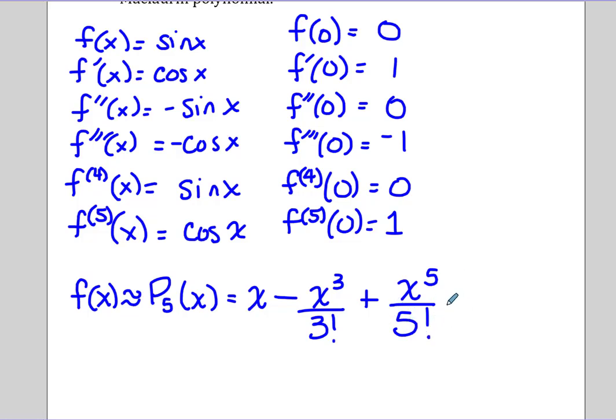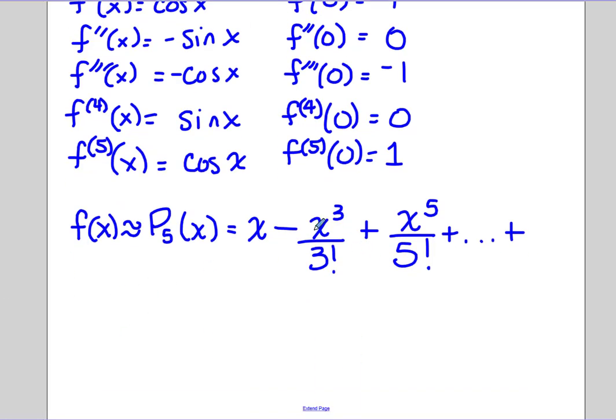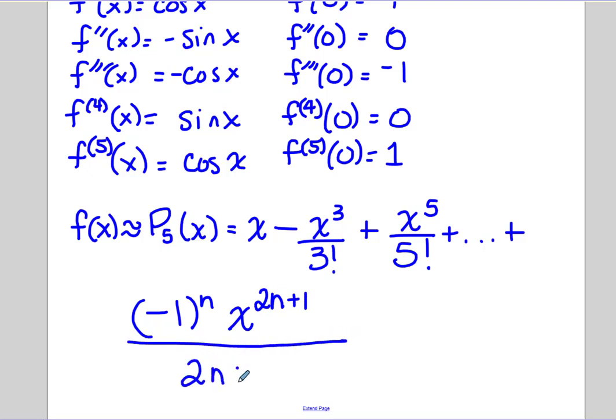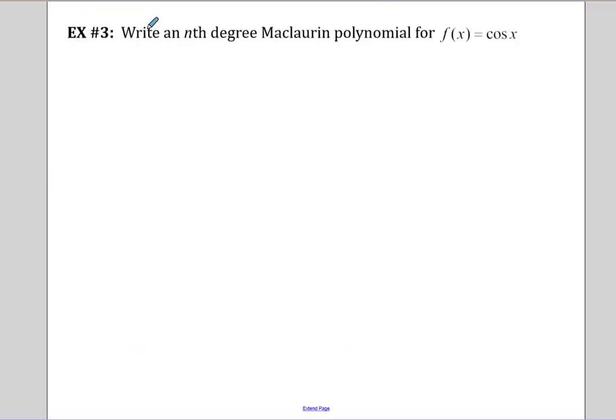And if we continued that pattern out, I can expand that to be, we have alternating signs, so negative 1 to the nth power, and we have x to an odd power, so we're going to use the 2n plus 1 power divided by 2n plus 1 factorial. So we get 1 factorial, 3 factorial, 5 factorial, and we skip all the even powers. So this is our final term for sine.